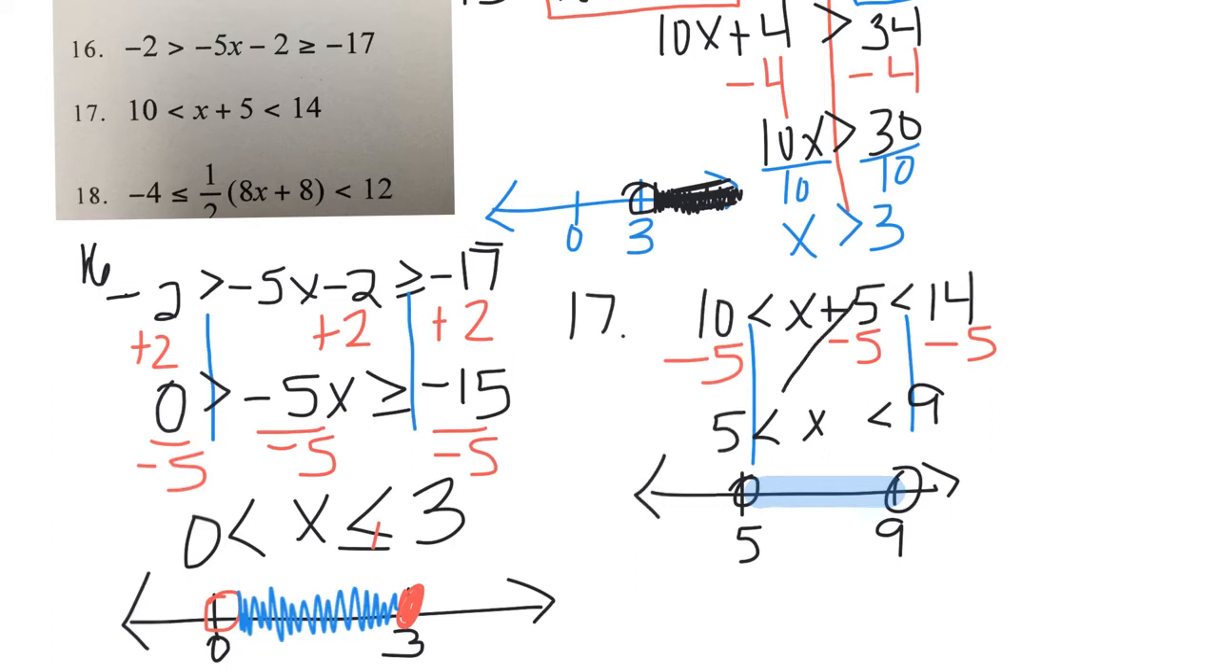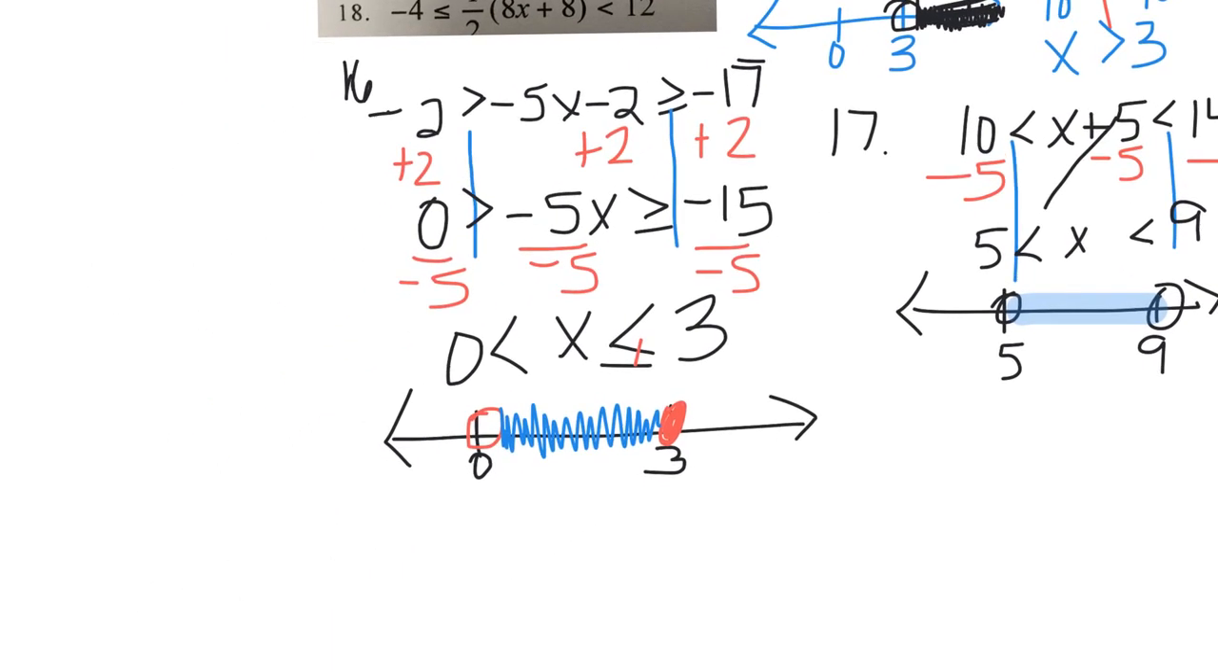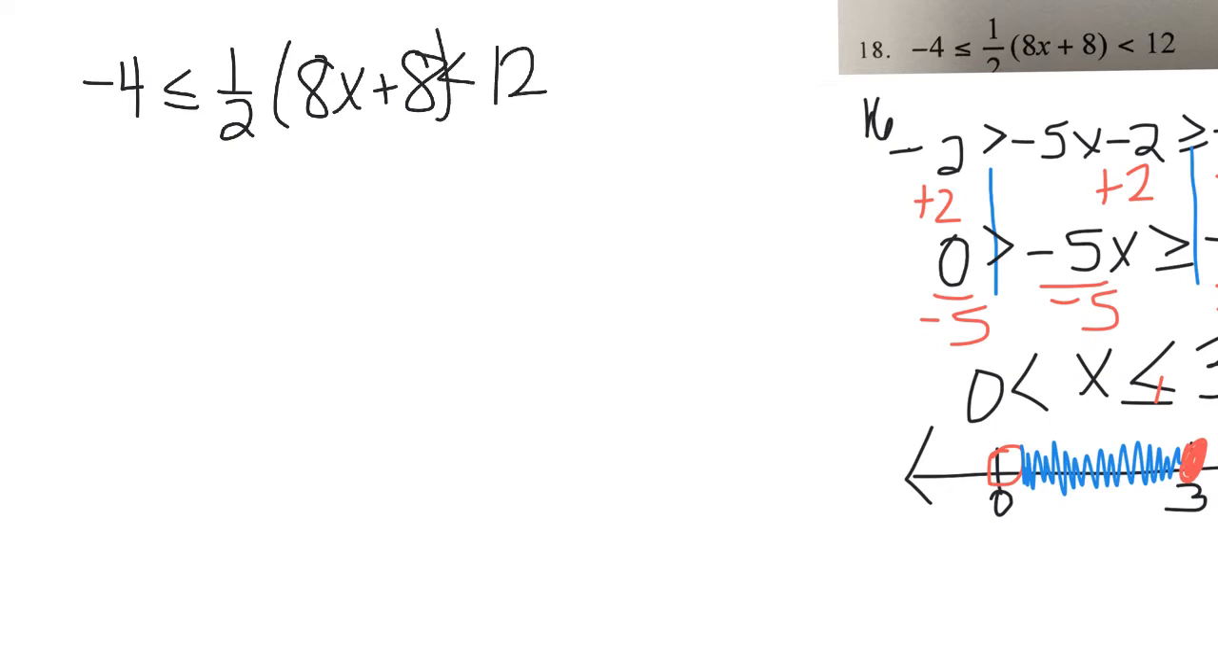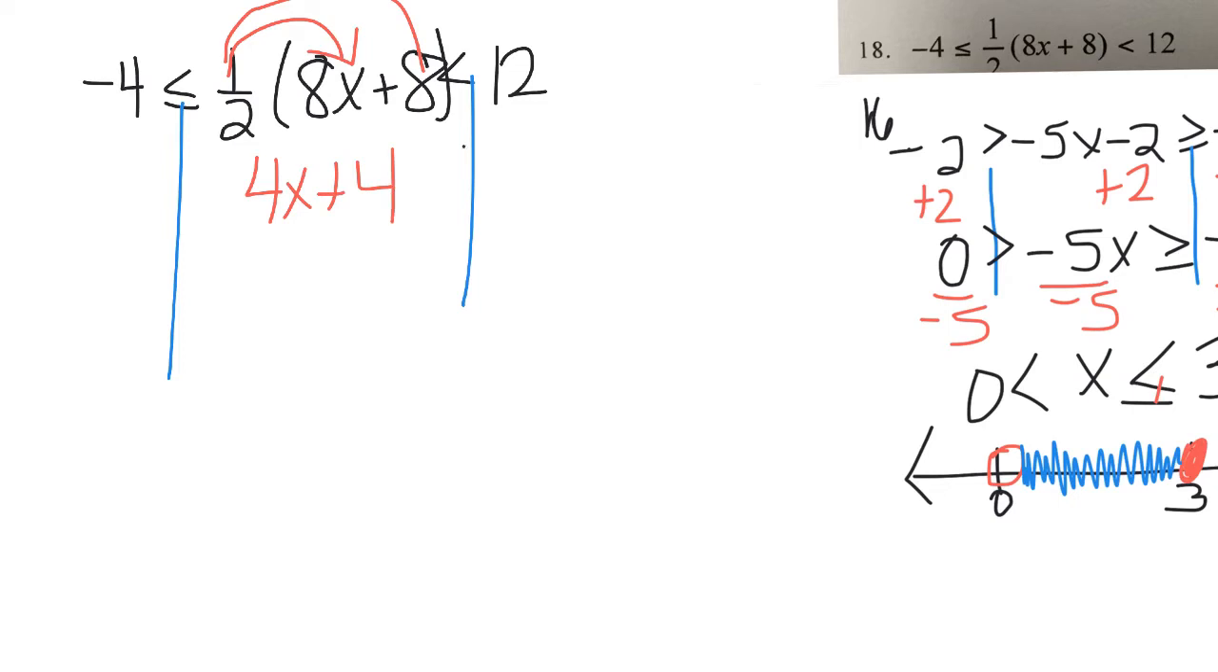And then number 18, let's just move this stuff out of the way. I'm going to move it over here so I have room. -4 less than or equal to 1/2 times the quantity of 8x plus 8 is less than 12. So here are my lines. I'm going to distribute my 1/2. 1/2 times 8x is 4x. 1/2 times 8 is plus 4. Less than or equal to on this side. Then we're going to subtract 4.